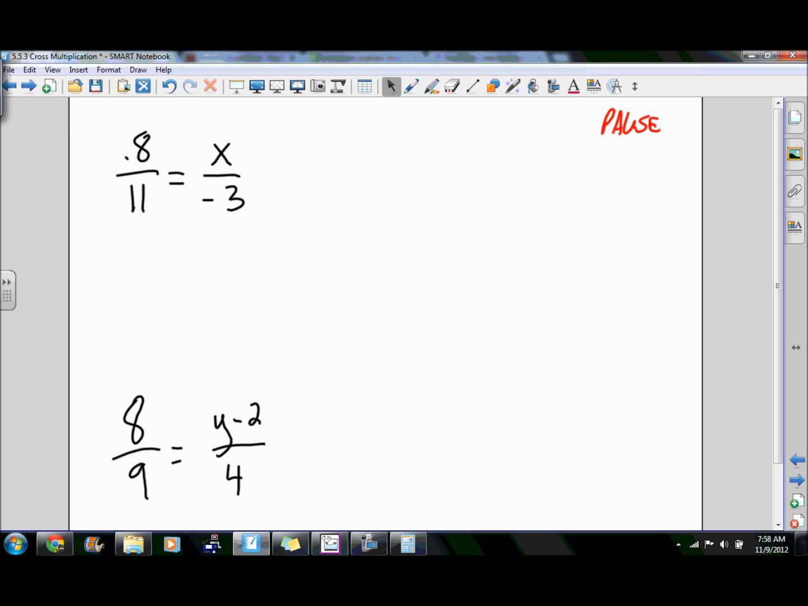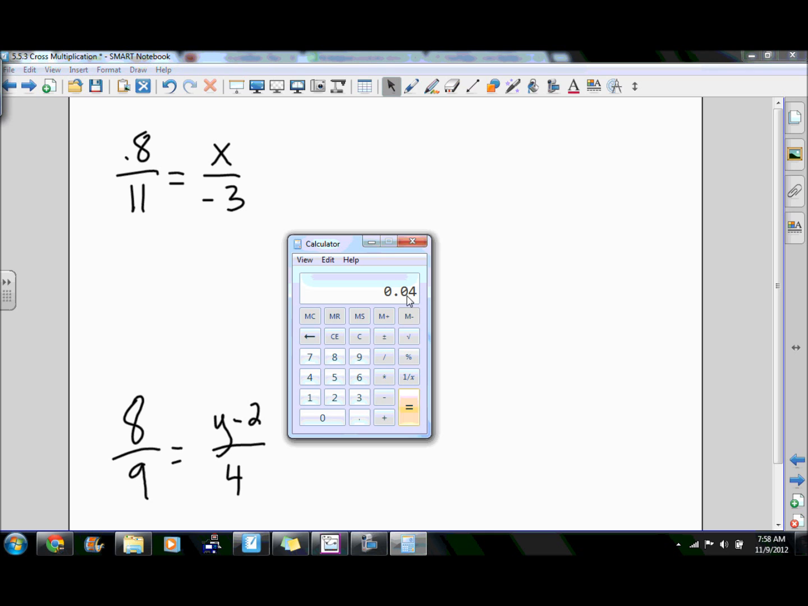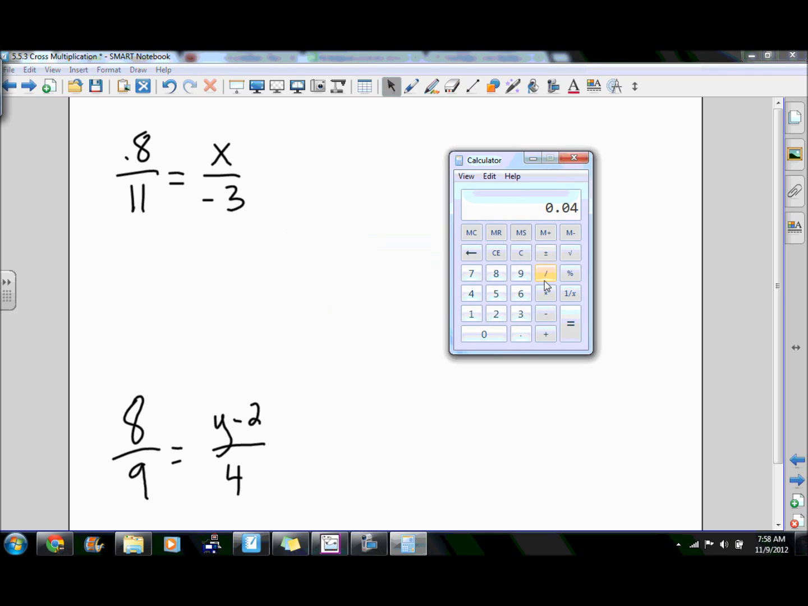Okay, let's see how we did. This top one. So we got 0.8 times negative 3 divided by 11. Top one should have been negative 0.2.